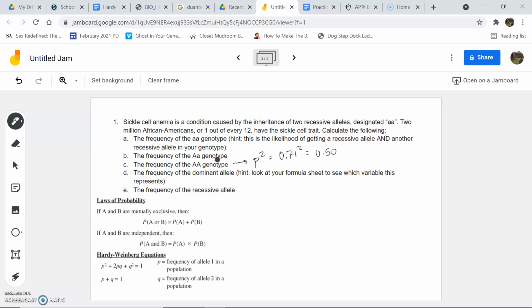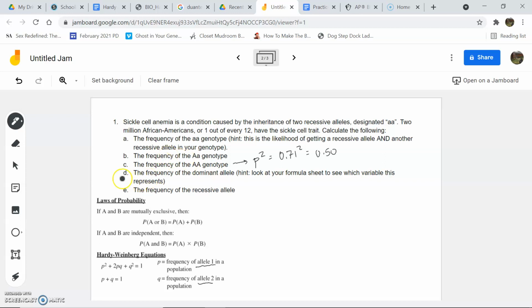Then it asks down here, and sometimes on these worksheets, it'll just ask a question that seems really difficult, but it's actually pretty easy. The frequency of the dominant allele. And I put on here, look at your formula sheet. Remember that the formula tells you what P is here, frequency of allele number 1. And remember, I said that this is your dominant allele. And Q is the frequency of your recessive allele in a population.